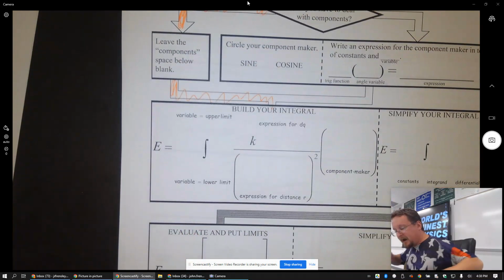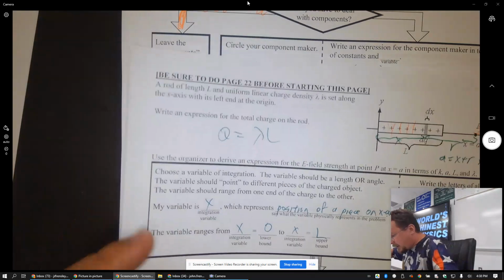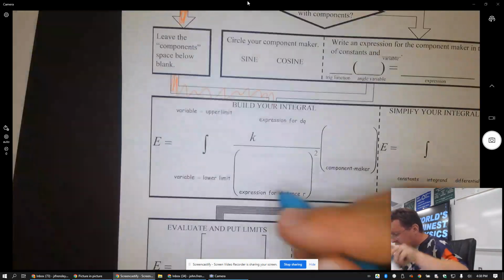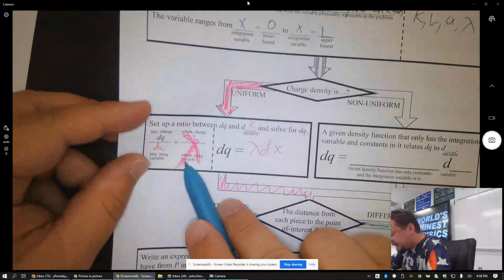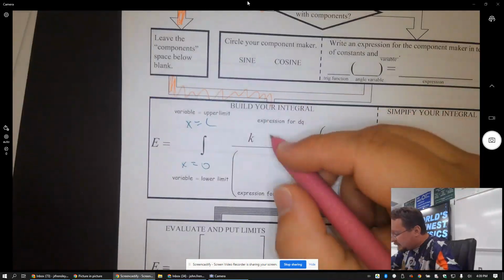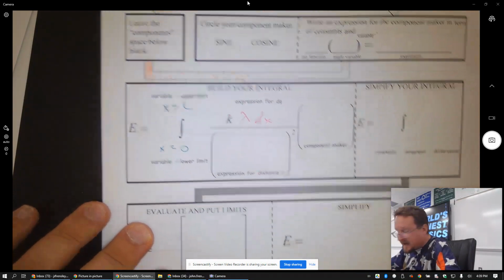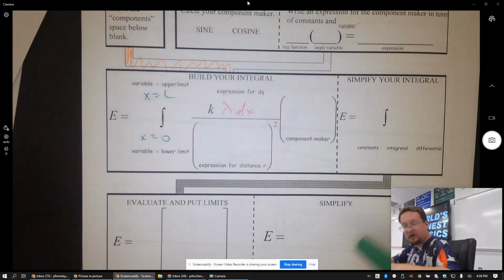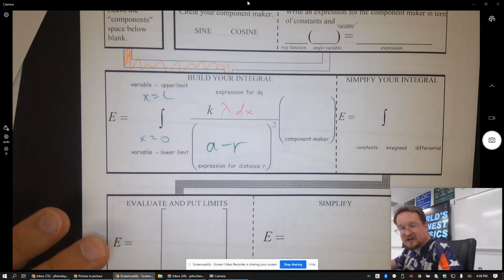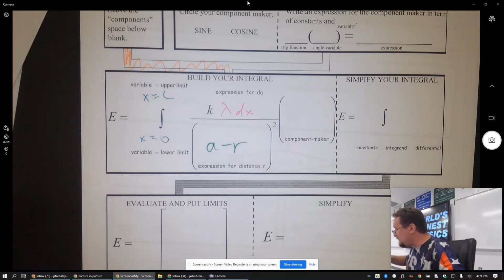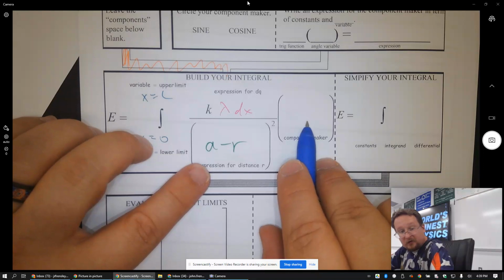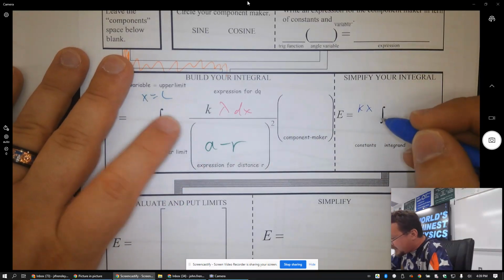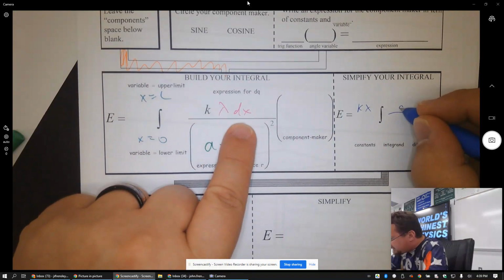Okay, so now I got to build my integral. Let's come back here. We're going to go from x equals 0 to x equals L. So x equals 0, x equals L, right? Okay. What's my dq? My dq is just lambda dx. Lambda dx, right? This is just a scaffolding, okay? All this is scaffolding, right? Your students have to be able to do this kind of thing on their own. They're not going to get this structure on the AP exam, but it makes it a lot easier on you if you just give them a decent scaffolding first, right? Okay, there's no need for a component maker, so I'm going to say k lambda, and then this becomes dx.